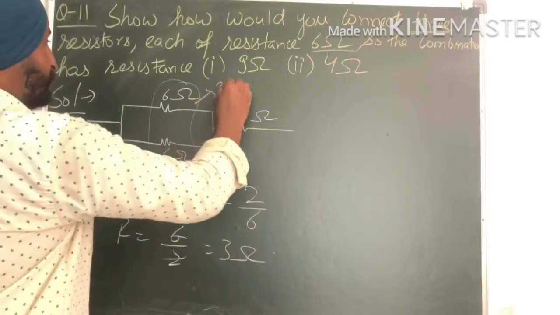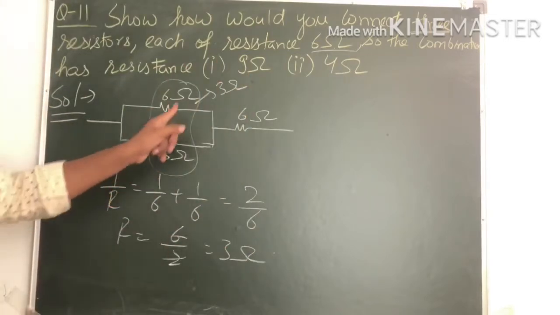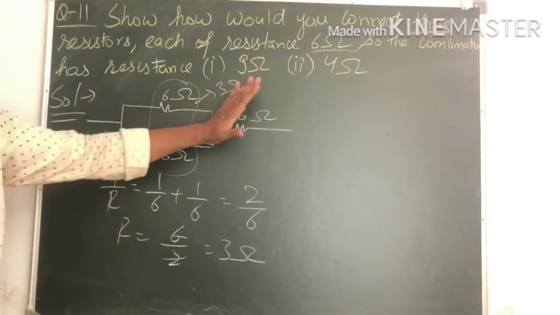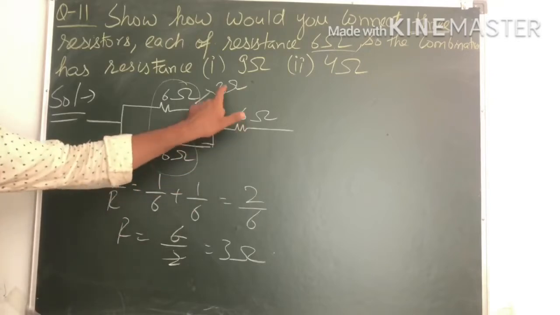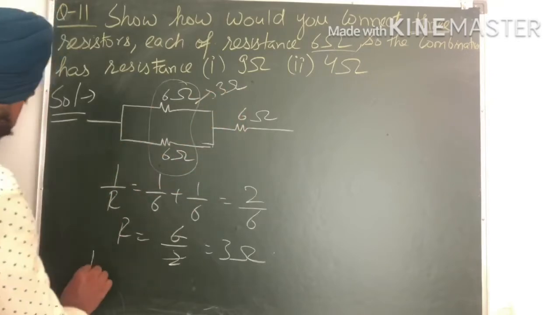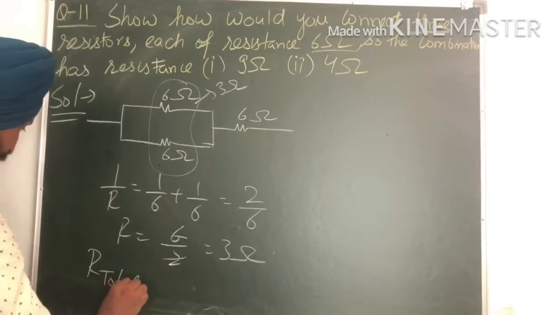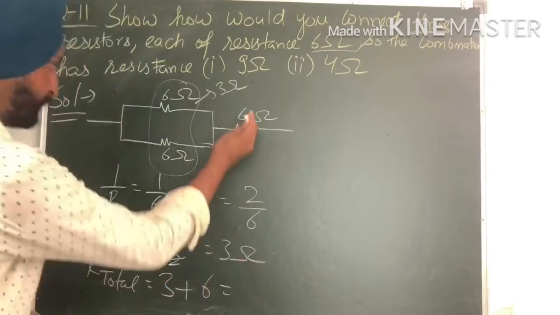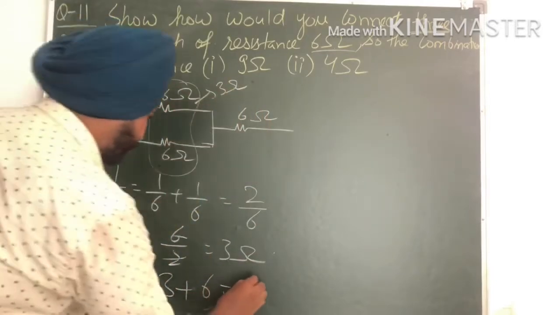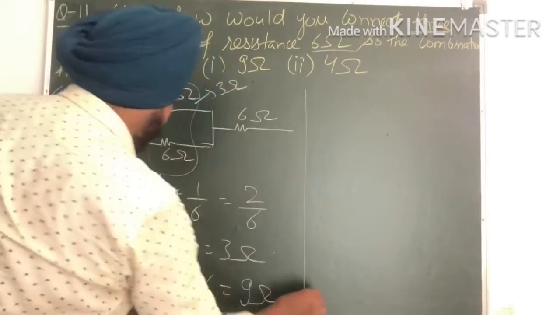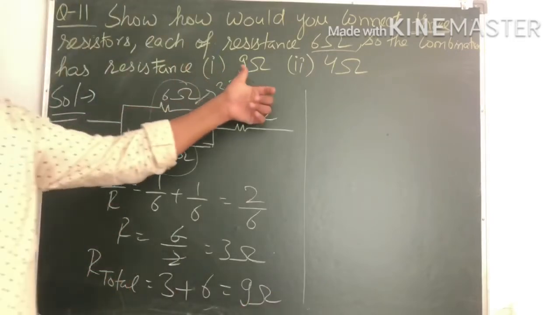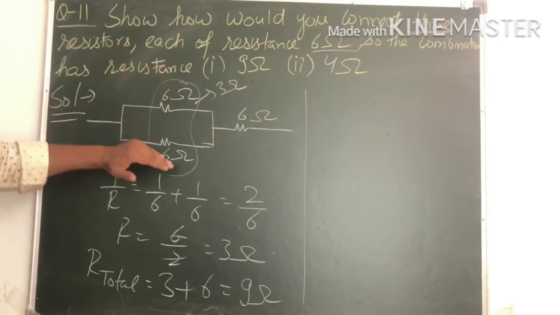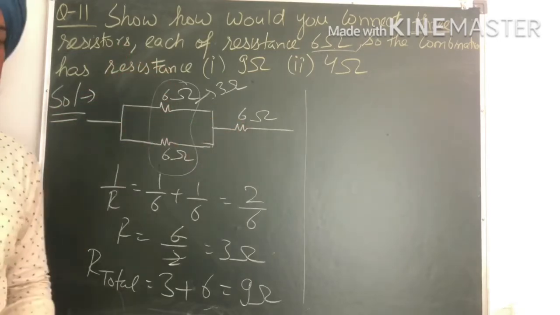So net resistance of these two parallel resistances is 3 ohm, and this 6 is connected in series. So the total resistance of this circuit will become 6 plus 3, that is equal to 9. So R total would be equal to 6 plus 3 or 3 plus 6, because these two are now in series, that would be equal to 9 ohm. So to get the resistance of 9 ohm, what we have done, we have connected 2 resistors in parallel and 1 in series with it.